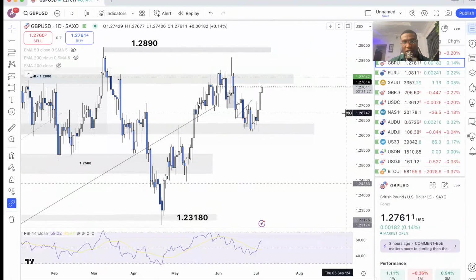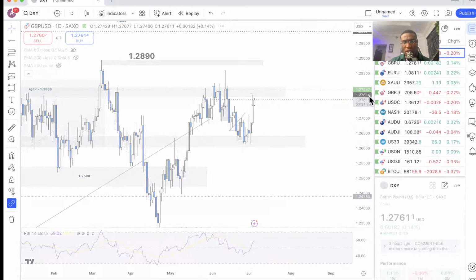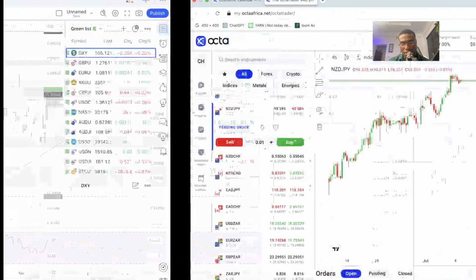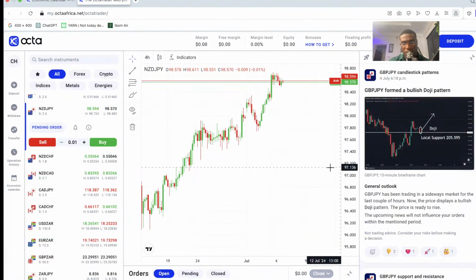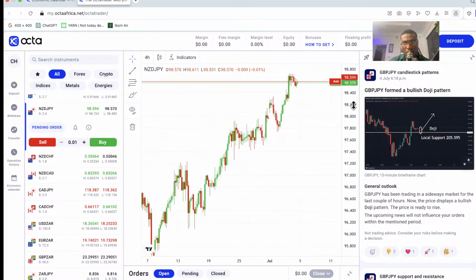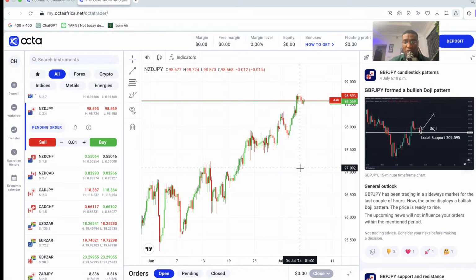Okay, so since this has loaded up, dollar index. So while we wait for that to load, I'm just going to run over the Octa Trader, which is the Octa trading platform, and how you can utilize the tools on here to analyze markets, execute trades, and potentially make a profit.